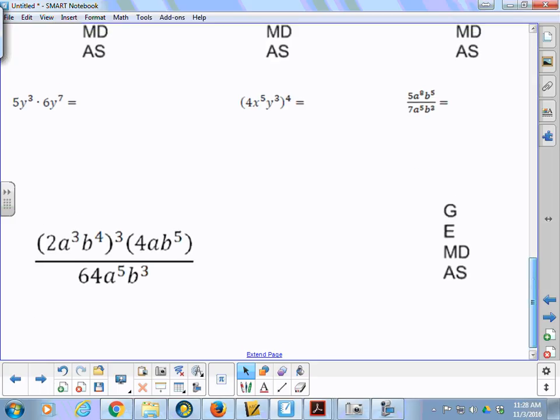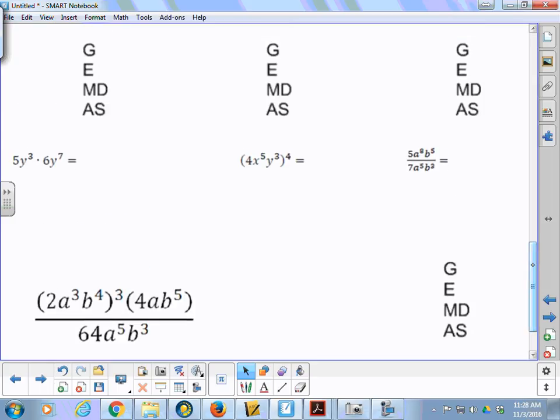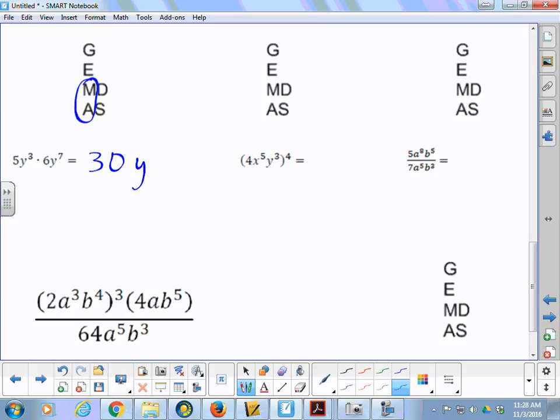All right, using GEMDAS. Here we have multiplication: 5y cubed times 6y to the 7th. So that means we are multiplying, so we are going to add the exponents. We have 5 times 6 is 30, and y to the 3rd times y to the 7th. We add those exponents, we get y to the 10th.